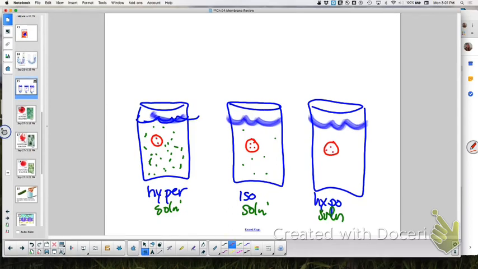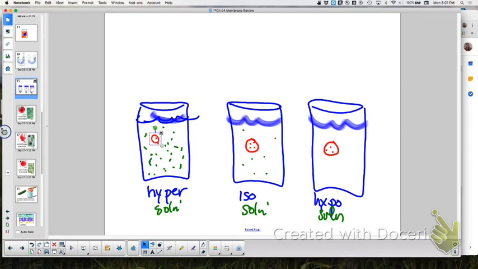No. So what would happen to this red blood cell right here if it was in a hyper? It would shrivel because water must flow from the hypo. So those red blood cells will shrivel. If it's in isotonic, it would stay the same. And if it was in a hypotonic, what would happen? Yeah, it would burst, because water must flow from the hypo.